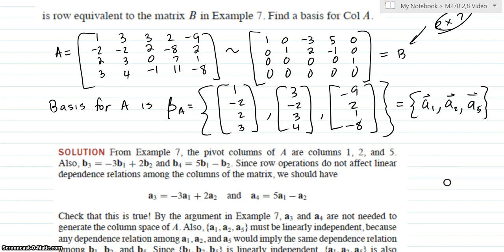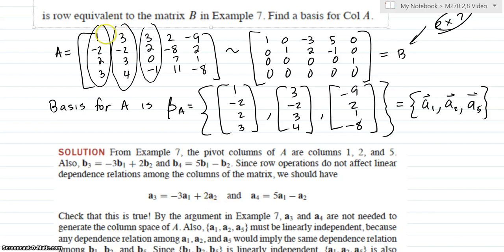If you look at their solution, you can see that the relationship between B3 with B1 and B2, and B4 with B1 and B2, are the same. Right? We can check those. Let's just visually check this one.